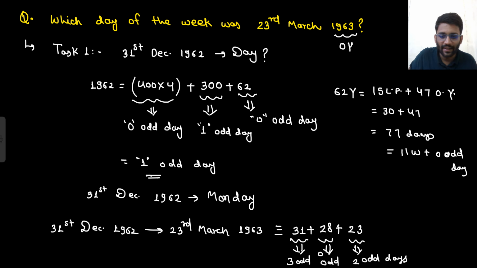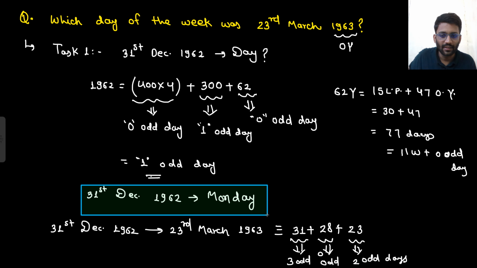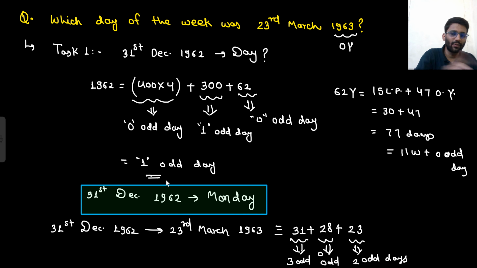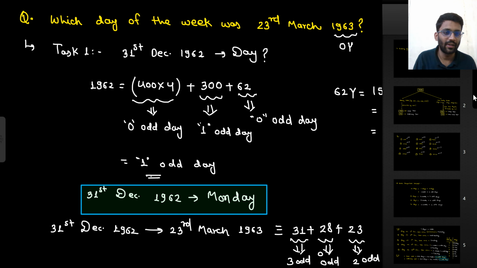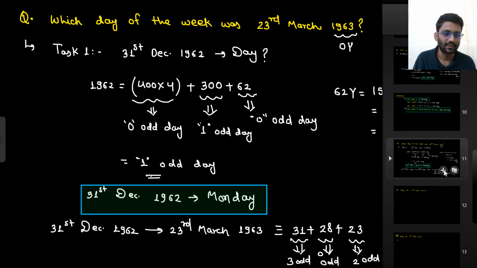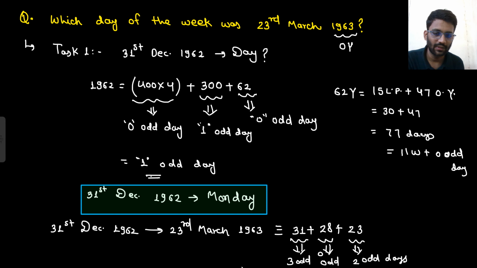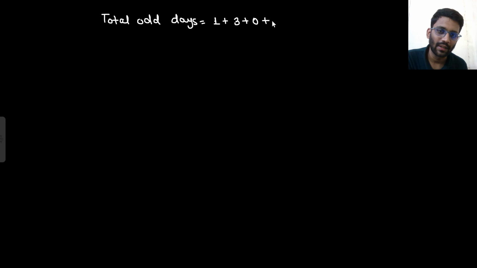Did you understand this point or not? If I did not write it, is there any issue? No, because till 31st December 1962 you have got one odd day, and after that you got 5 more odd days. So total 6 odd days. First you got one odd day, then from March you got 3, then 0, then 2. So total 6 odd days, and 6 odd days means it was Saturday.